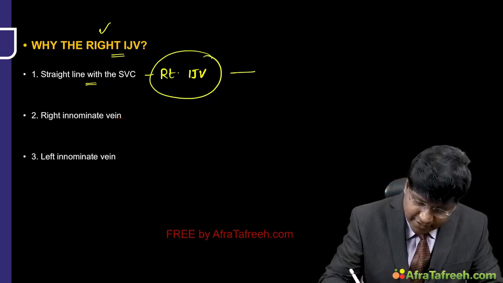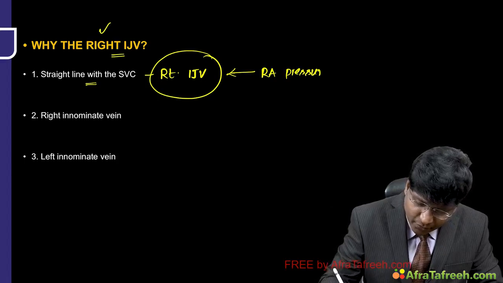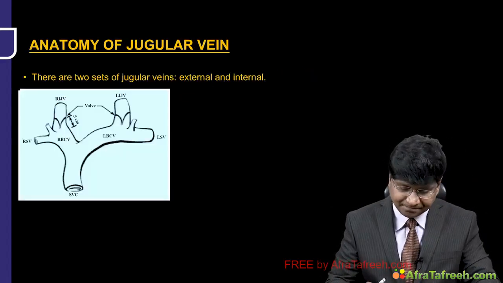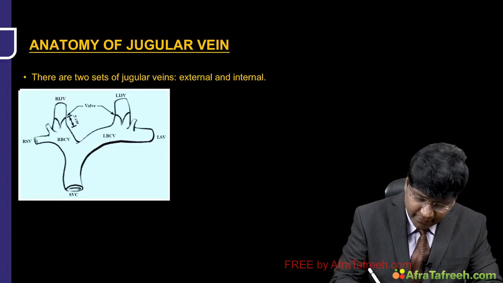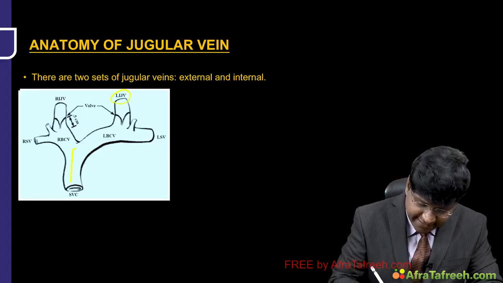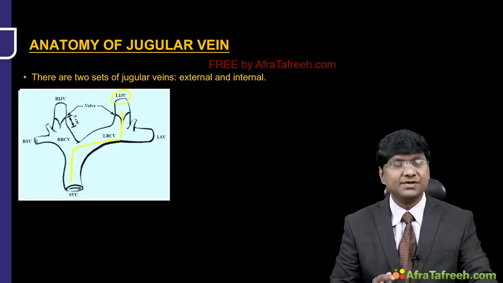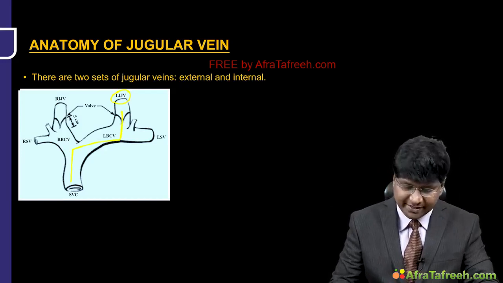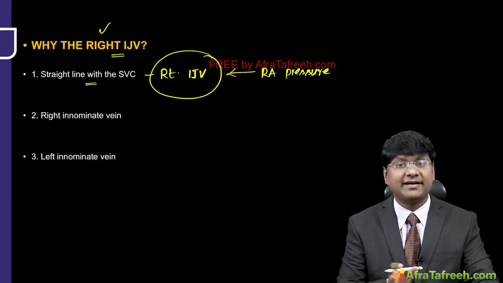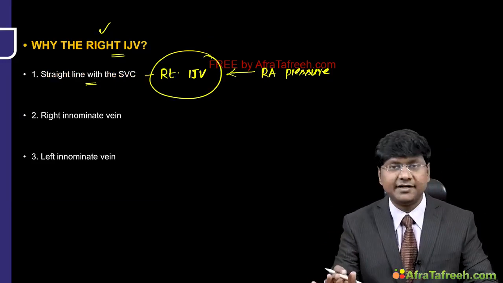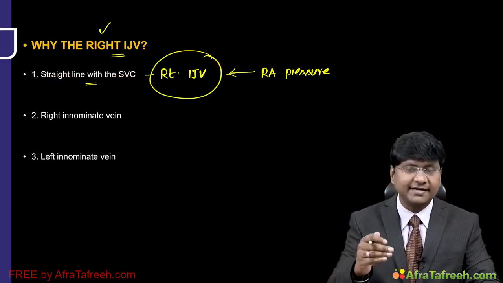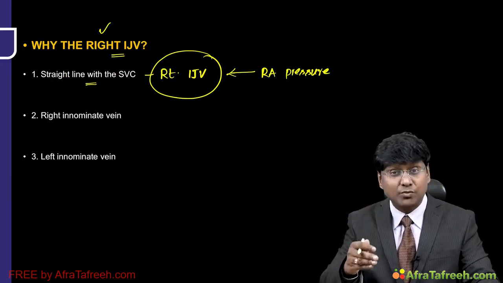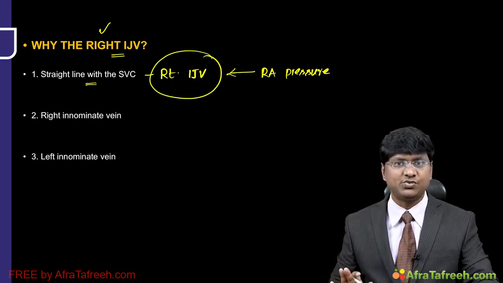The right internal jugular vein reflects the hemodynamic changes of the right atrial pressure changes. Whereas the left internal jugular vein has an angulation. So that is the reason why the right atrial pressures are not exactly transmitted to the left internal jugular vein. The right internal jugular vein is in almost a straight line with the SVC.